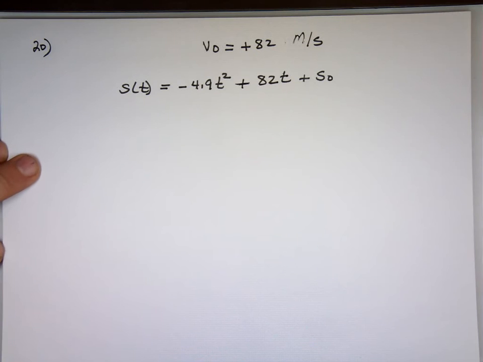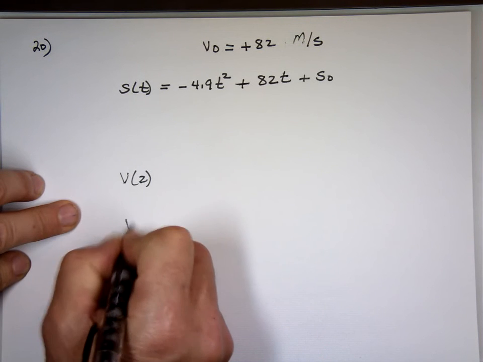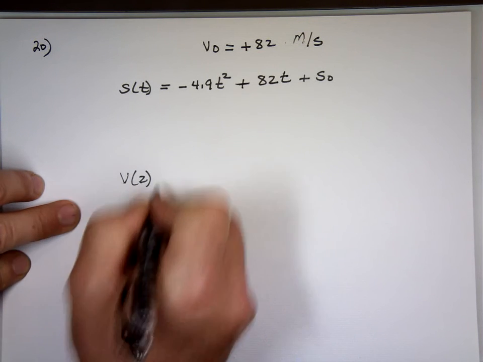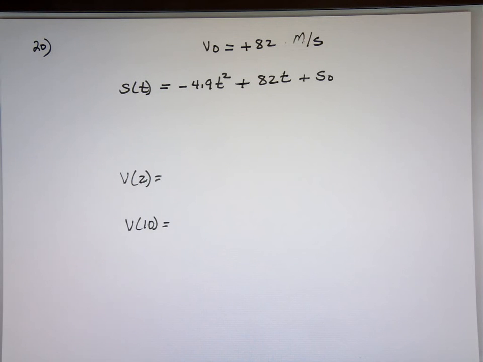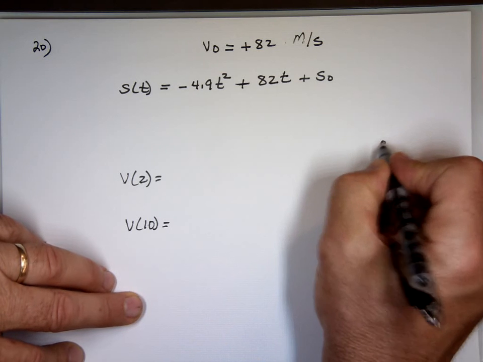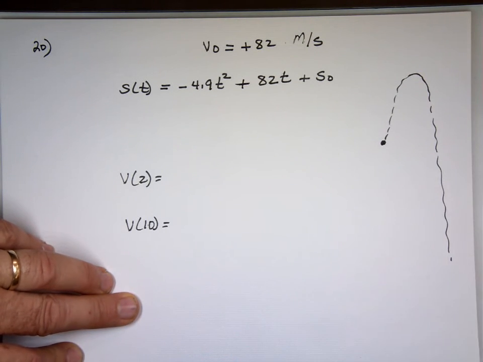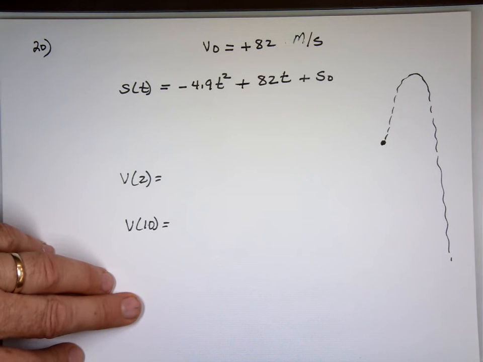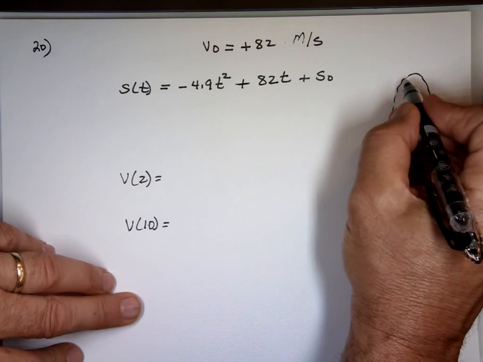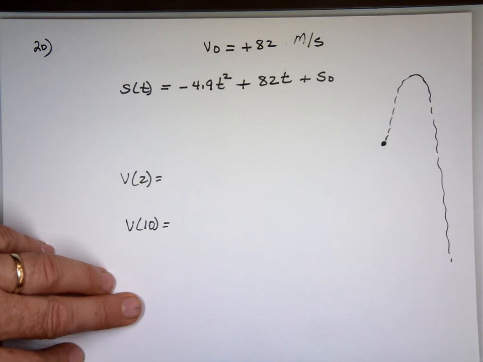It doesn't really matter, because the question is, what is the velocity at 2 seconds? And what's the velocity at 10 seconds? Now, when you shoot an object, doesn't matter where you shoot it from, a projectile goes like this. So your velocity could be positive, could be negative. If it's going up in this direction, that's positive velocity. If it's coming down on this end, it would be negative velocity.